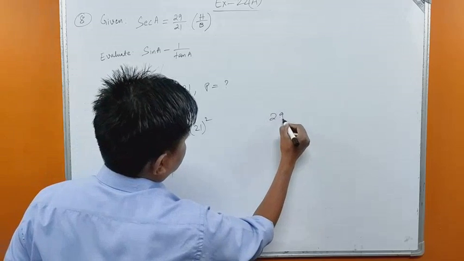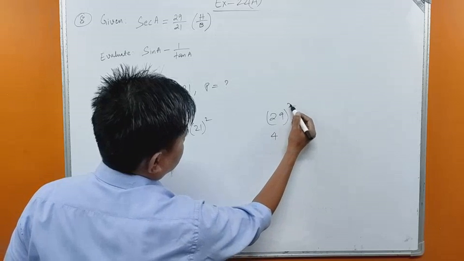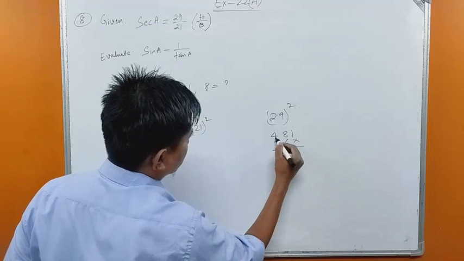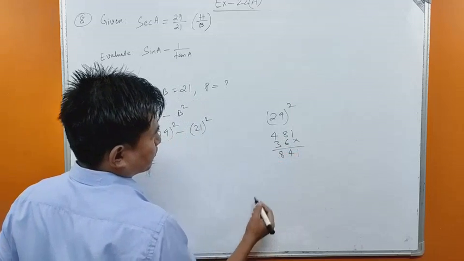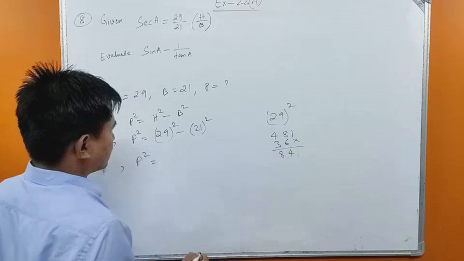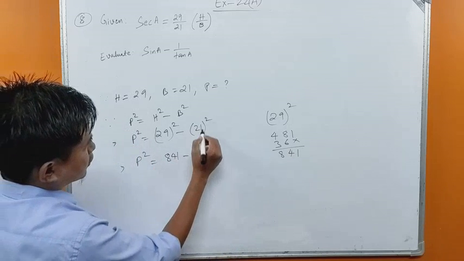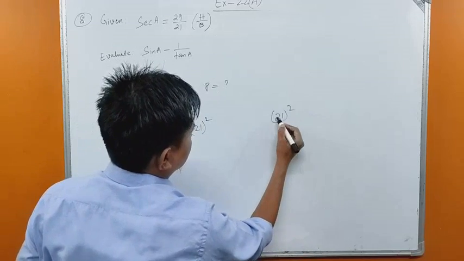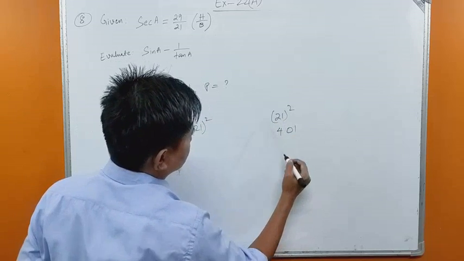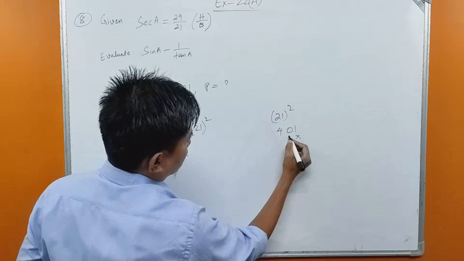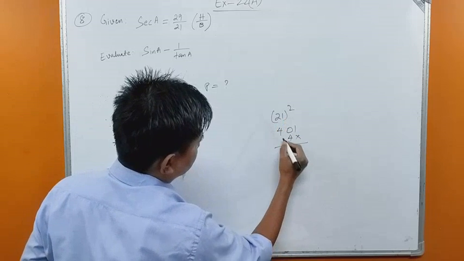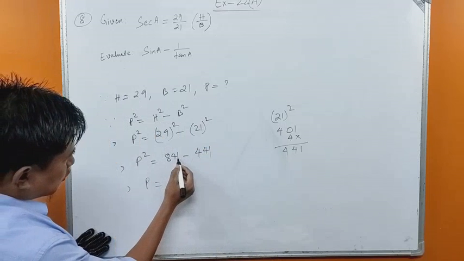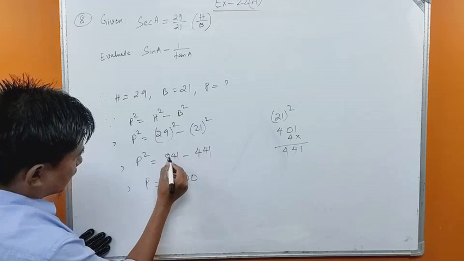29 square is 841. 21 squared is 441. So p square equals 841 minus 441, which is 400.